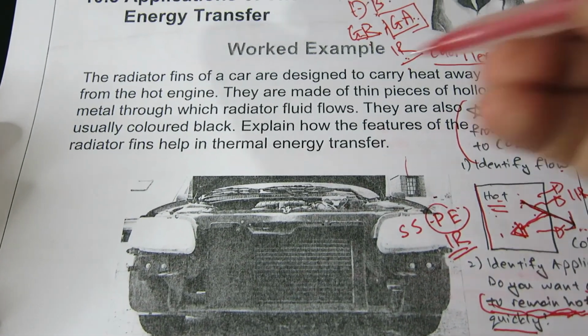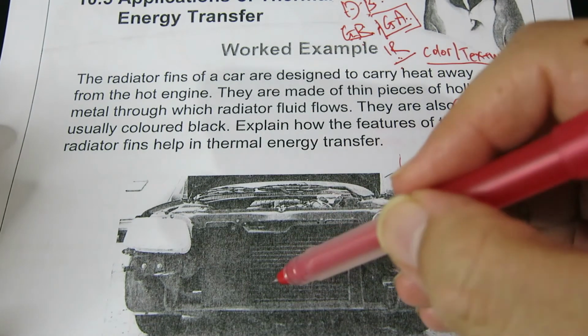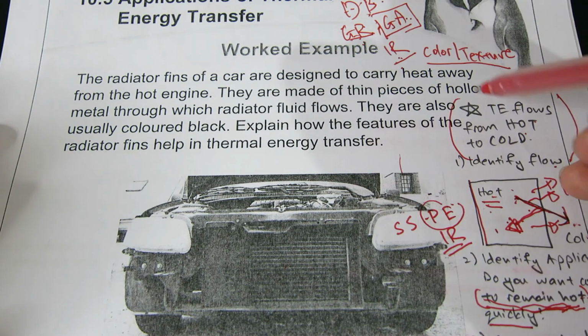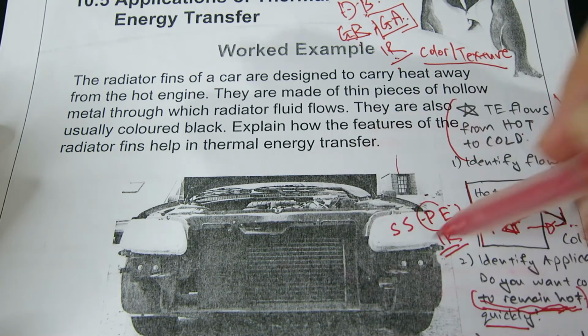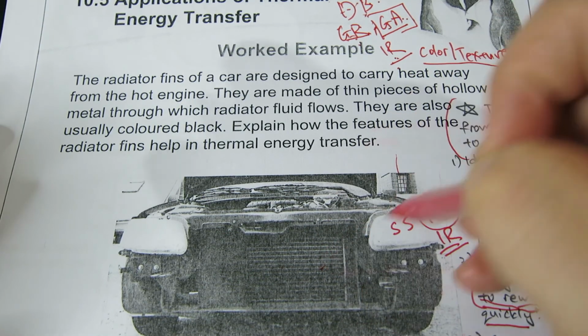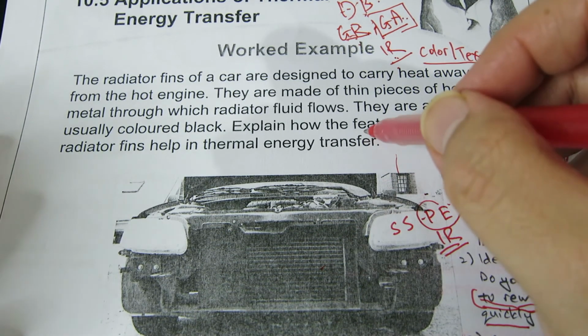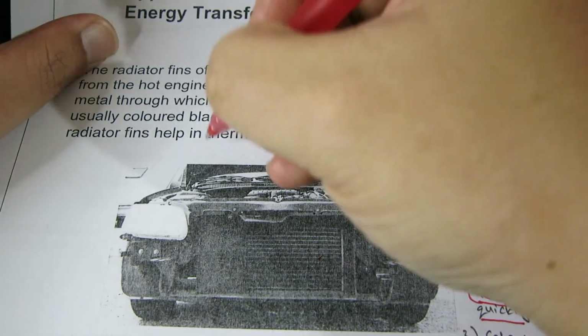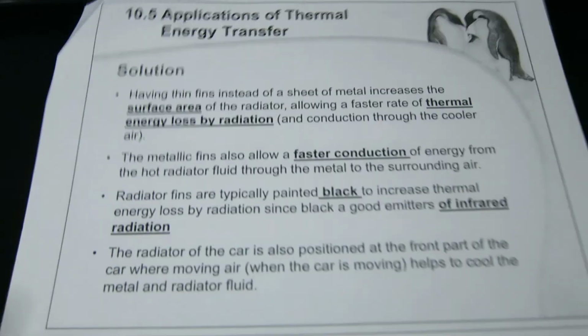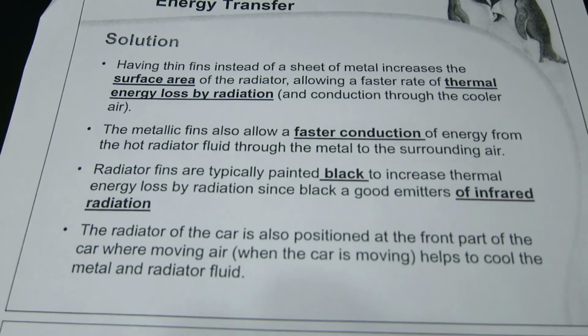The radiator fins of a car are designed to carry heat away from the hot engine. They are usually made of hollow metal pieces through which fluid flows. They are also black. Explain how the features of the radiator fin help in increasing the rate of thermal energy transfer. Alright, so these are all the explanations.